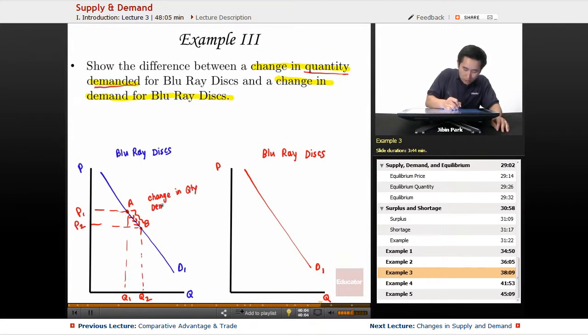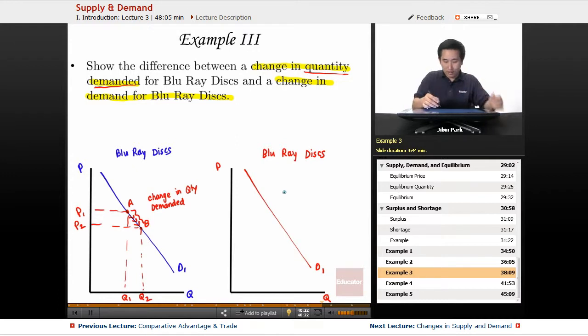So this is a change in quantity demanded, and so there's no change in demand. So notice the demand curve stayed exactly the same, but to move from point A to point B, the price change caused a change in quantity demanded. The demand curve itself stayed the same.